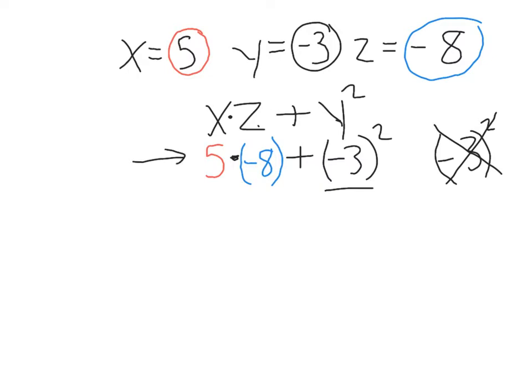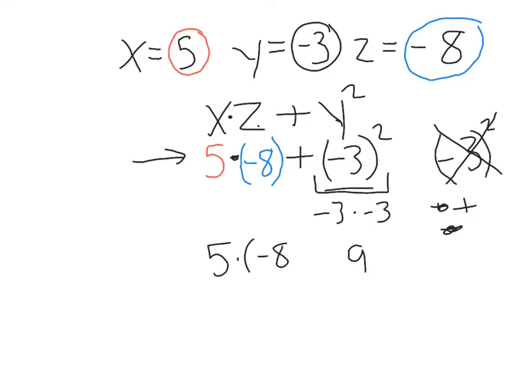I'm going to just calculate this out using GEMDAS. So I'm going to look for grouping symbols, which I don't have any grouping symbols that have operations in them. Next, I'm going to look for exponents. Here's an exponent, -3 to the second power. I know that's -3 times -3. If I calculate that out, I get 9. And then I'm going to bring down the rest of my problem.